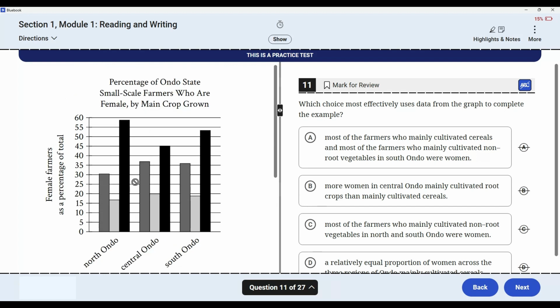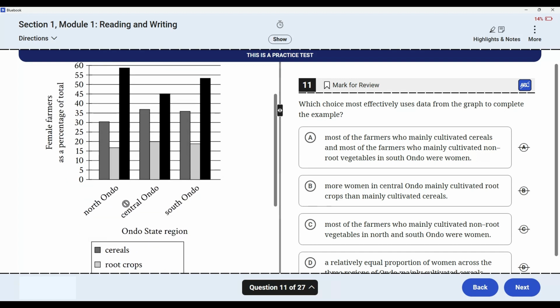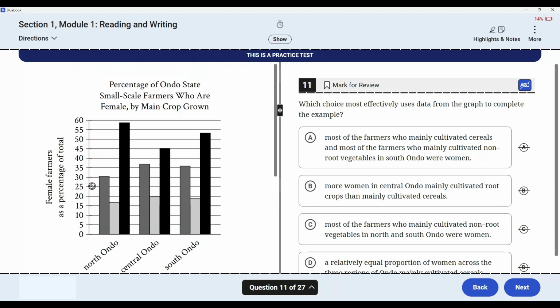So again, it says percentage of Ondo State small-scale farmers who are female by all these crops grown. So let's look at the x-axis. It says North Ondo, so this is by region. North Ondo here, Central Ondo here, and South Ondo here. And then the percentage of farmers as a percentage of total. And when it says that, I think it means total out of all farmers. The remaining are going to be men. So, for example, you have 30% here, so 70% are going to be men.